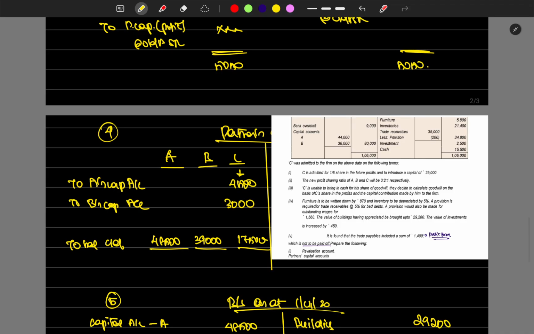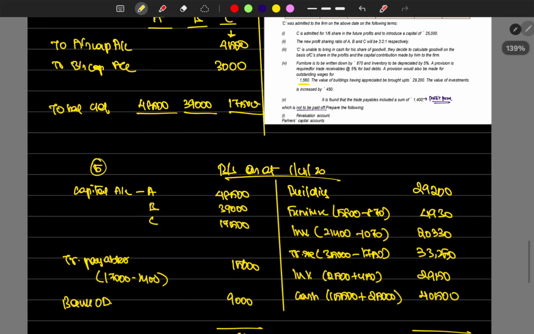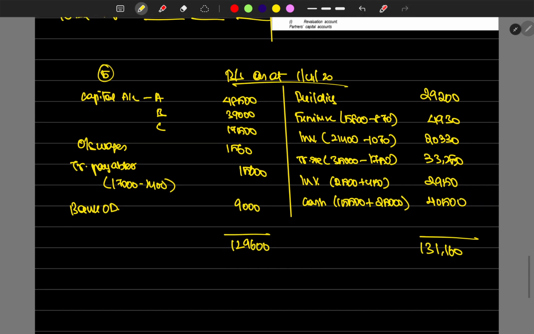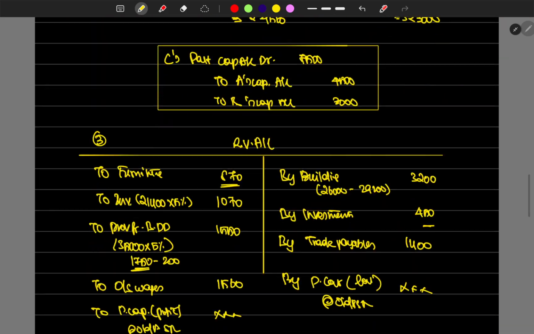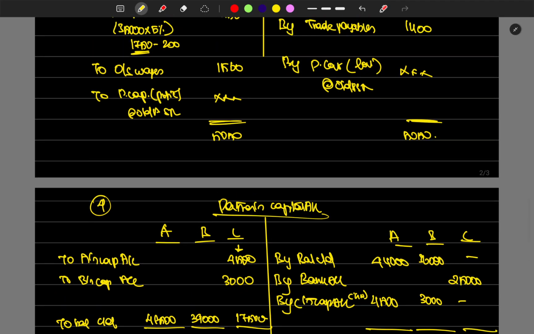Let's find it out. See, outstanding wages 1,560 we have left. So let's quickly add that also. Outstanding wages, which is 1,560. Now it's balanced. Okay, that's it. Let's quickly give a recap now.